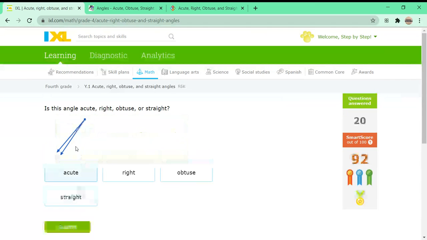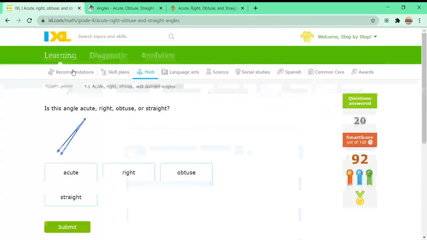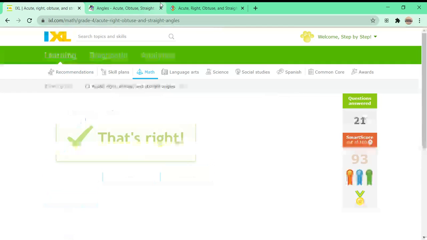Is this acute, right, obtuse, or straight? This is definitely acute because this is a really small angle and acute is less than 90 degrees, and it's definitely not 90 degrees. It looks less than 90 degrees. So it's definitely acute. That's right.